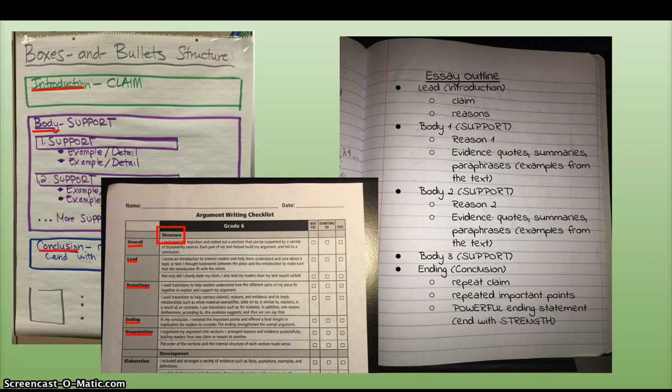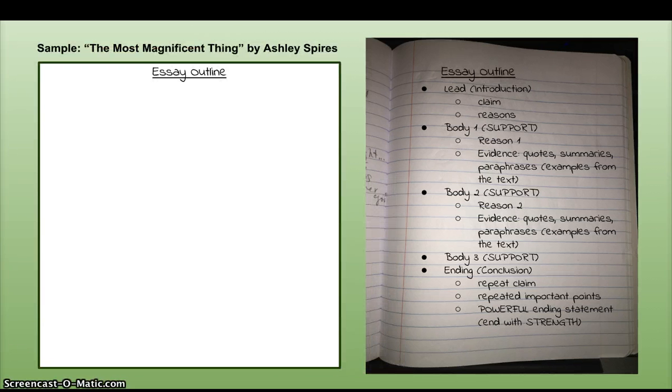Okay, I bet you're thinking, how am I going to do this? It's too much. Stick with me. I've got you. Here's an example of what I would do with my story, The Most Magnificent Thing by Ashley Spires. Okay, so here's my essay outline.